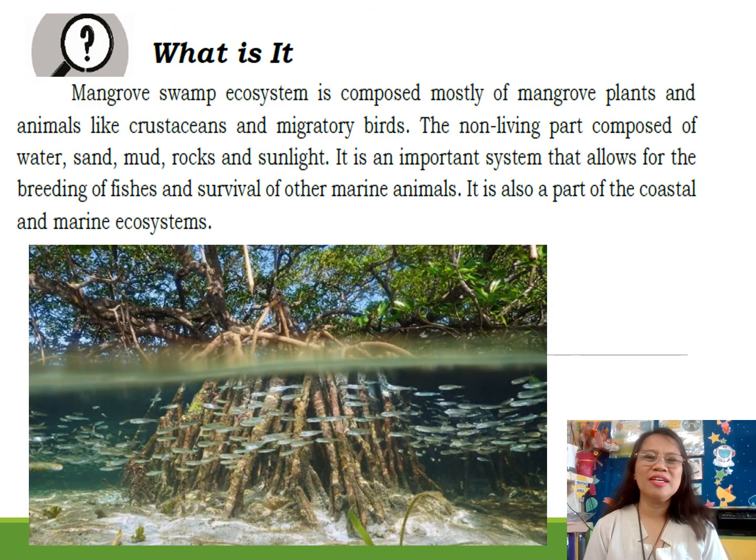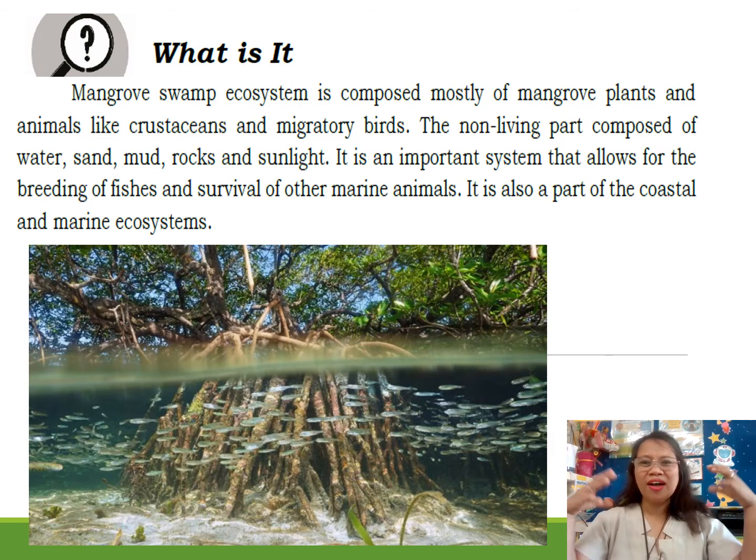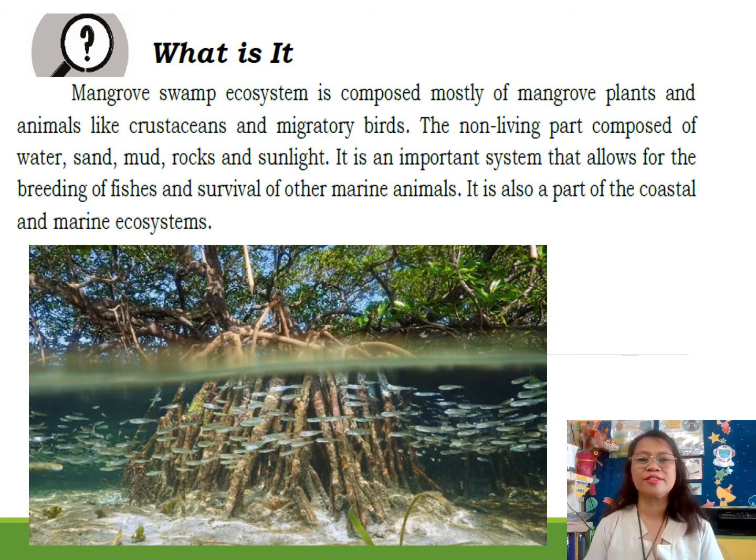Mangrove swamps. Swamp ecosystem is composed mostly of mangrove plants, mga bakawan, nga ang iyang roots, makita nato diha, ang iyang roots sa ilawom sa tubig, then mo-extend na siya pasilong sa taas. Now, the animals like crustaceans and migratory birds. The non-living part composed of water, sand, mud, rocks, and sunlight. It is an important system that allows for the breeding of fishes and survival of other marine animals. It is also part of the coastal marine ecosystem.